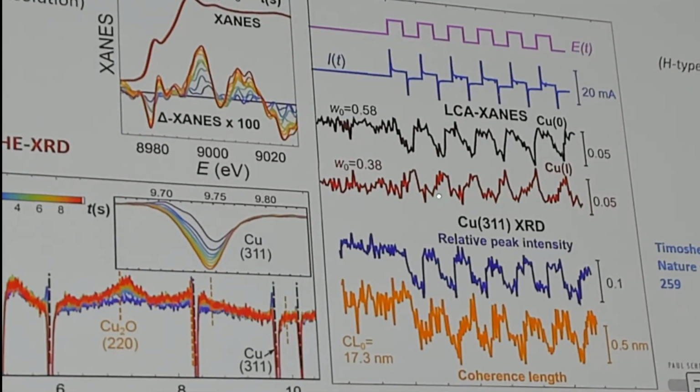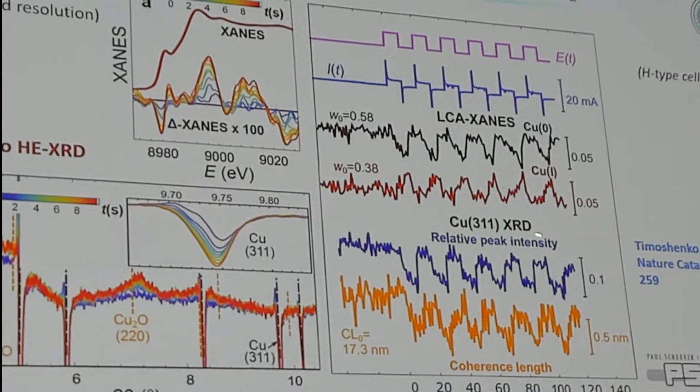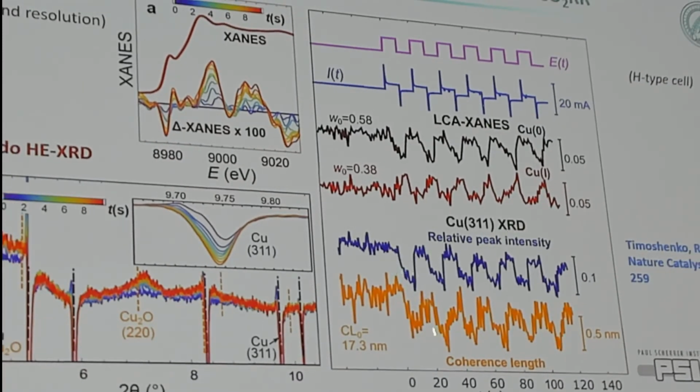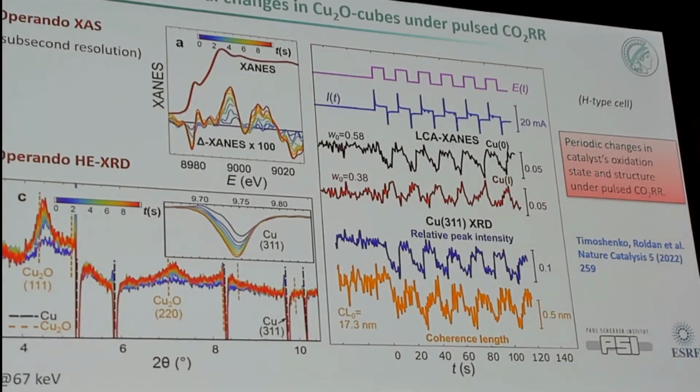I can see the oxidation of my material. In this case, this is copper 1 species. This is all from the XAS data, in this case, quick. And then I look at XRD, and I can also see, for example, how the coherent length is following the pulses. I can see also the change in the peak intensity. And this gives us very powerful information about the structure and the composition of the catalyst during the catalytic performance.